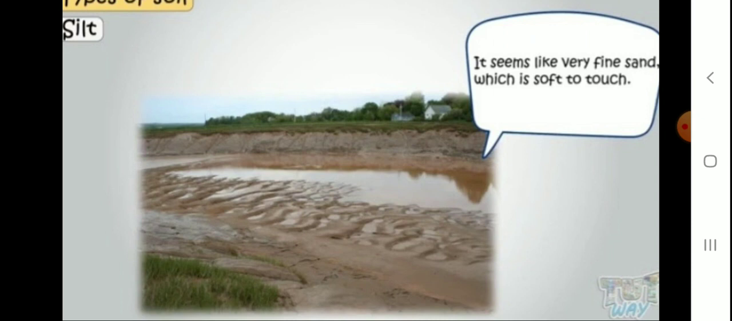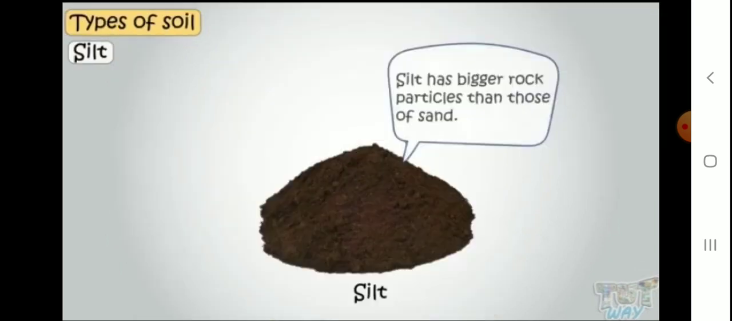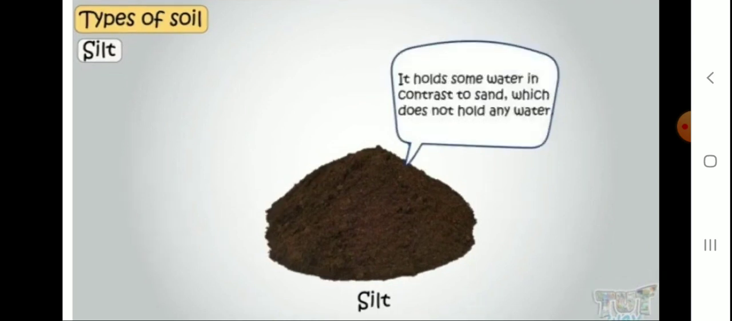Silt seems like very fine sand which is soft to touch. Silt has smaller rock particles than those of the sand. It holds some water in contrast to sand, which does not hold any water. Now, compared to sand, silt can hold some water in it.